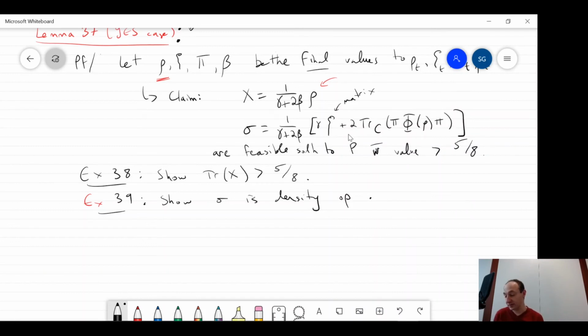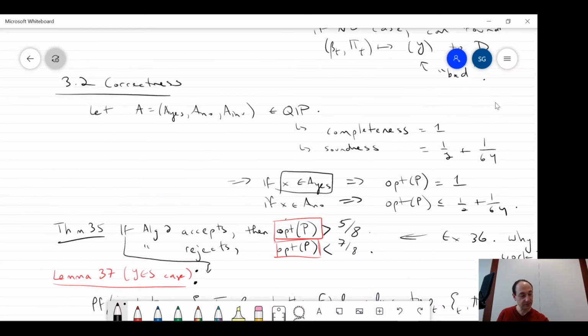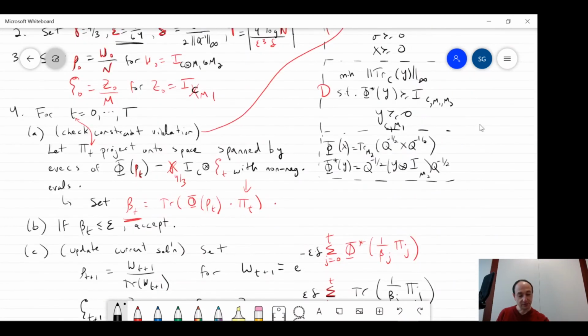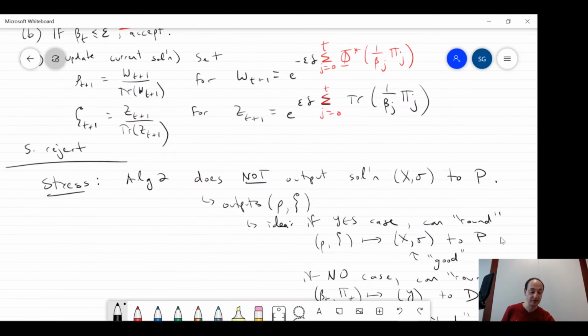So the main thing to do is the one constraint we have to satisfy that's non-trivial in the STP, which remains to show that phi of x is less than or equal to identity C tensor sigma m1. This is that one. Go back up. It was that one constraint in the STP, this one in red, that is non-trivial. So let's verify that indeed we satisfy this constraint.